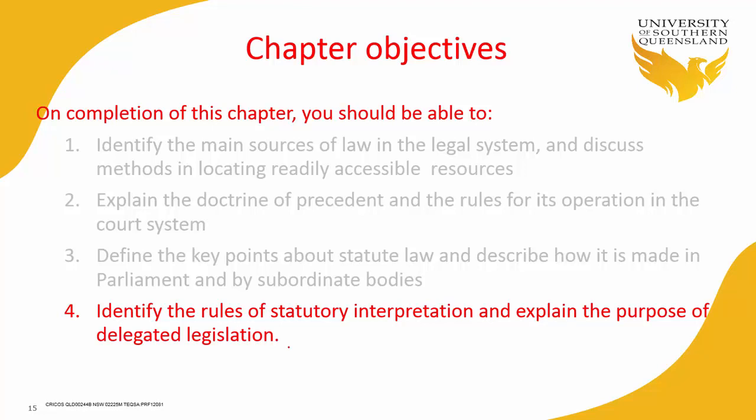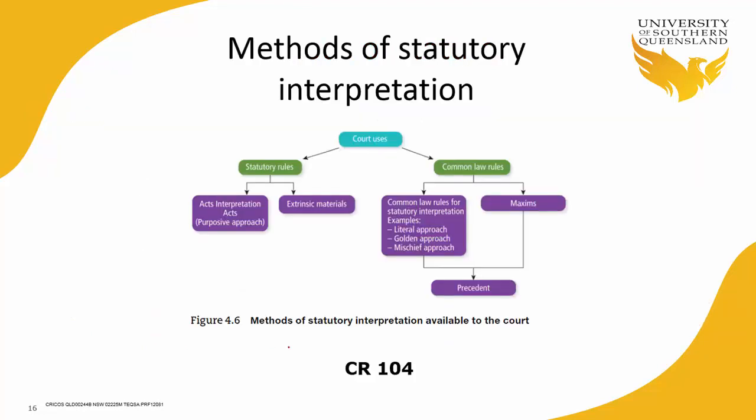Our last objective for Chapter 4 asks us to identify the rules of statutory interpretation and explain the purpose of delegated legislation. Now, there are what they call maxims of statutory interpretation, and you'll find that they talk about these as common law rules of statutory interpretation on page 103. And these include the ones listed on this slide.